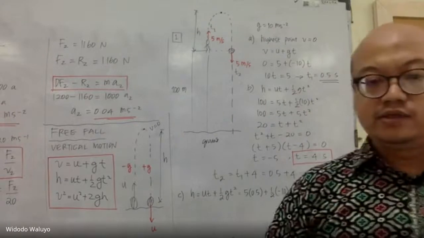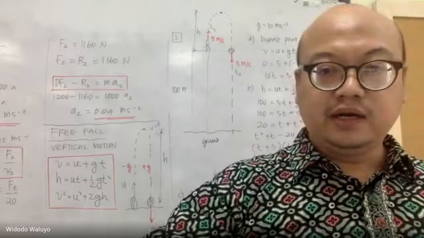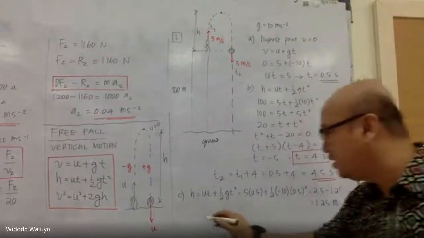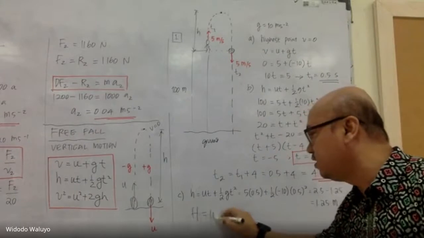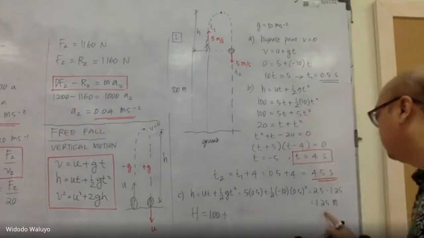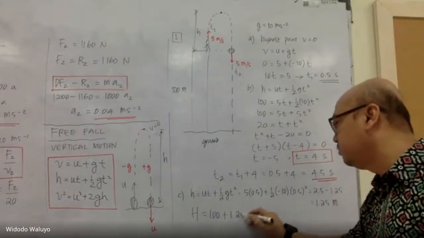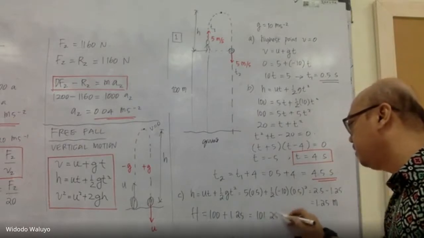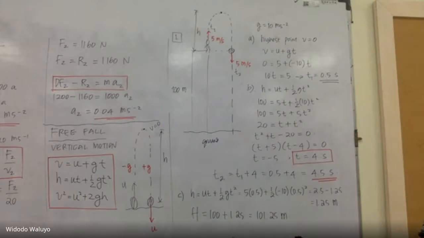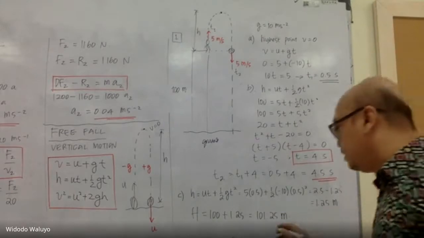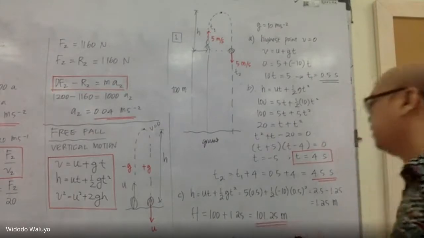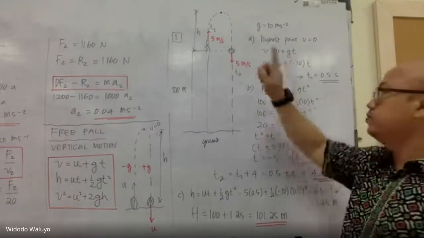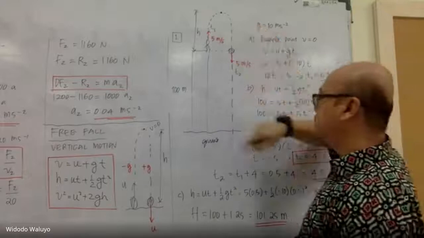So total highest point: here h is 100 plus 1.25, so this is 101.25 meter. This is the total height from the highest position until the ground.